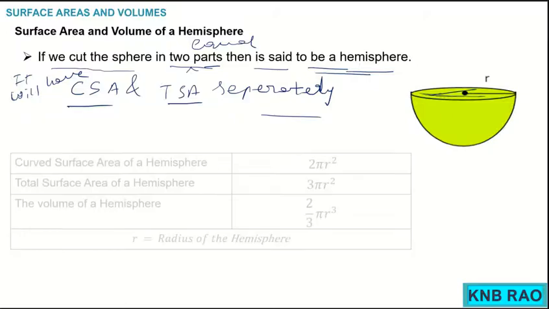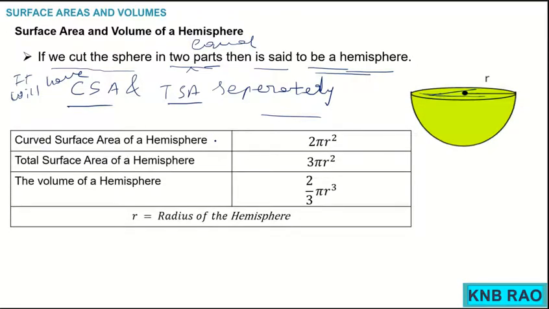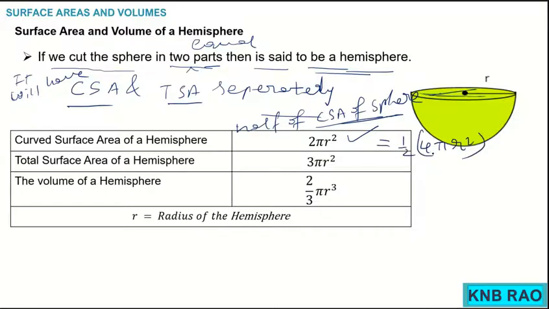So look into the formula. Curved surface area of a hemisphere is 2 pi r square. How has this 2 pi r square come? Because it is half of the CSA of a sphere. So you know the CSA of a sphere is 4 pi r square. So half of that 4 pi r square, if you do, you will get 2 pi r square.